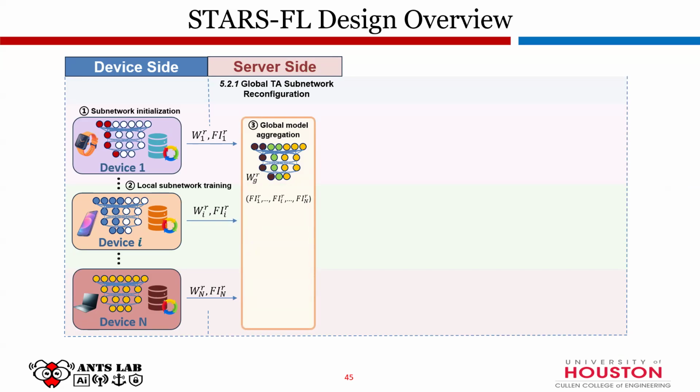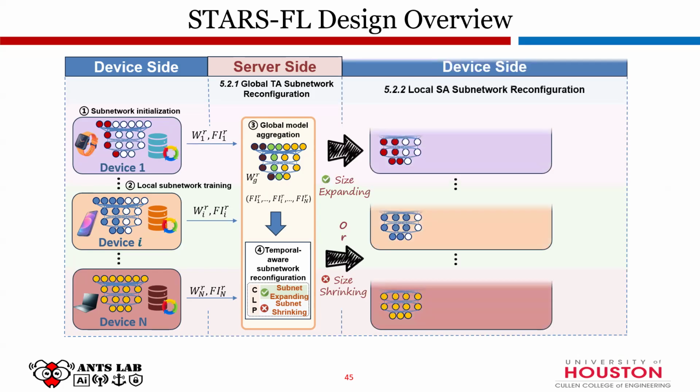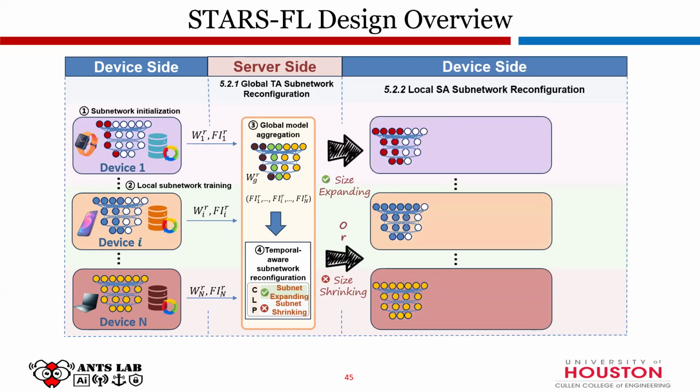Next, after we collect the Fisher information, we perform a temporal aware subnetwork reconfiguration, where, with the collected Fisher information, we determine whether at this stage it is a CLP, a critical learning period. If it is, we perform subnetwork expansion. If it's not, we perform subnetwork size shrinkage. So let's say here the Fisher information is high, so it's a CLP. We choose to expand the size, and it's sent back to the devices with a relatively larger subnetwork size.